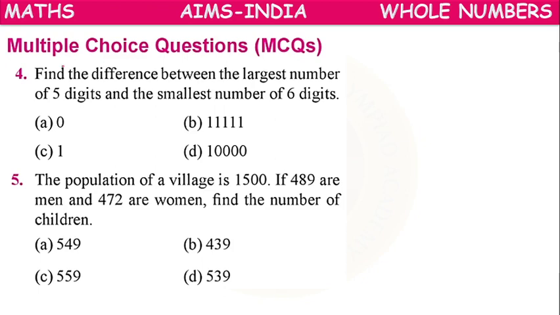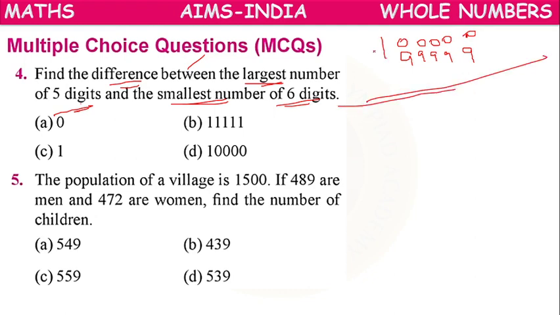Next, multiple choice questions. Find the difference between the largest 5 digit number and the smallest 6 digit number. What is the largest 5 digit number? 5 nines. 1, 2, 3, 4, 5. Smallest 6 digit number? 5 zeros, 1. That will be the smallest 6 digit number. The 6 digit number has a greater value compared to the 5 digit number. That's why we are taking it first.